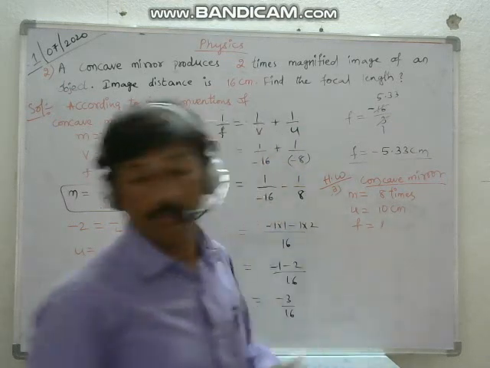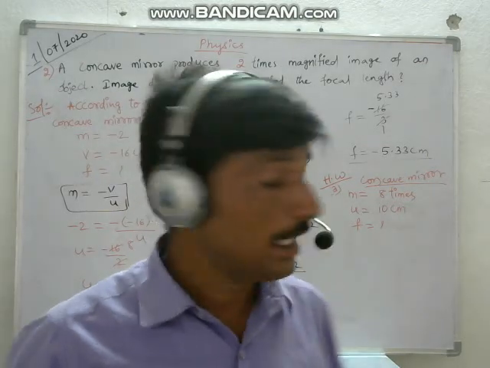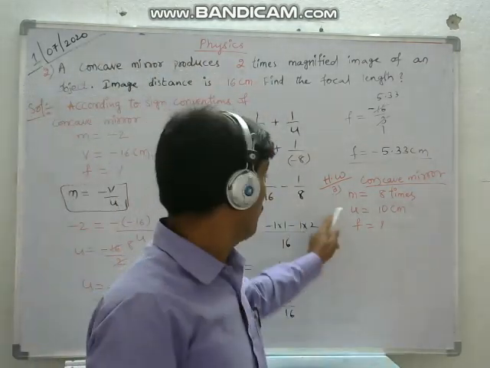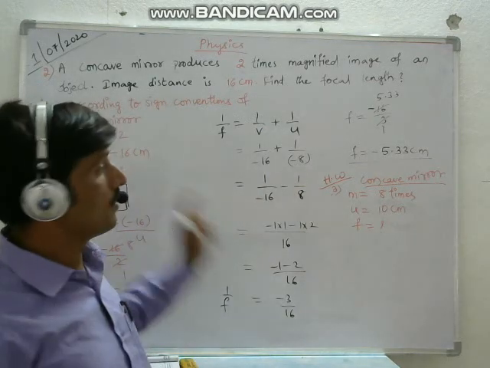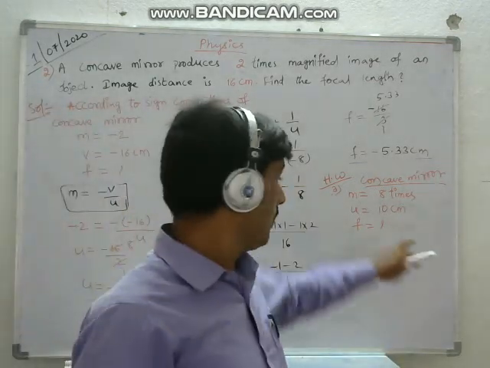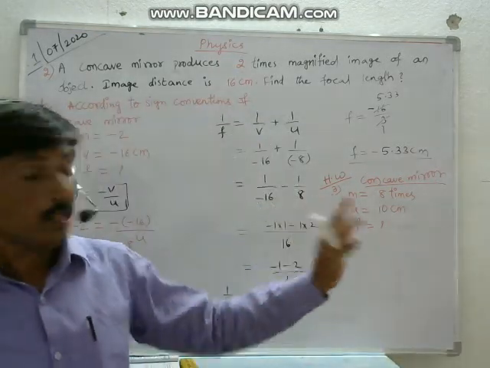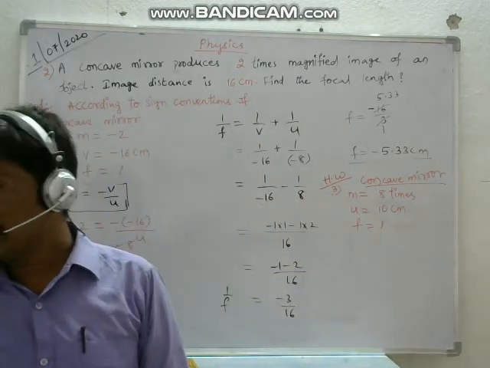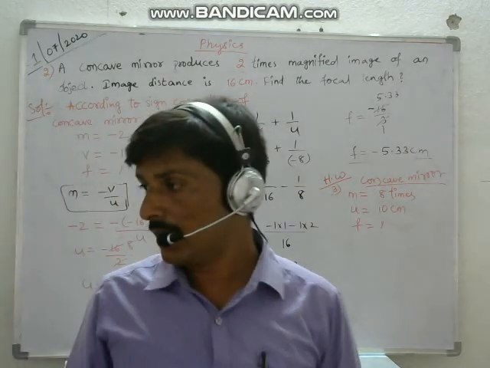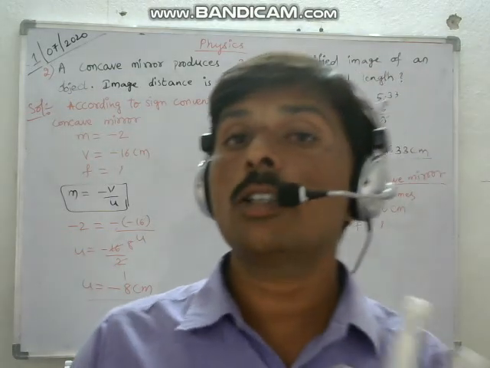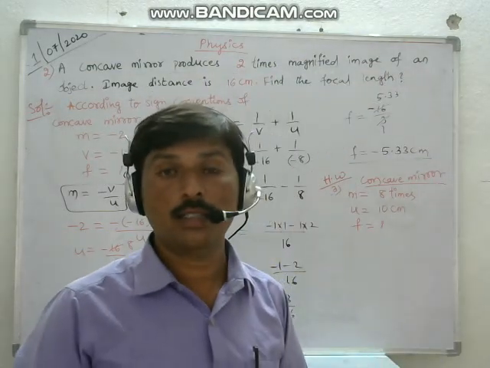Okay children, magnification is 8 times and object distance is 10 centimeter and the focal length you need to find by doing the same procedure of the second problem. Magnification they gave, object distance they gave, as in the first problem. Here we need to find the image distance first. By using the magnification formula we need to find the image distance, later you apply the usual method to find the focal length.